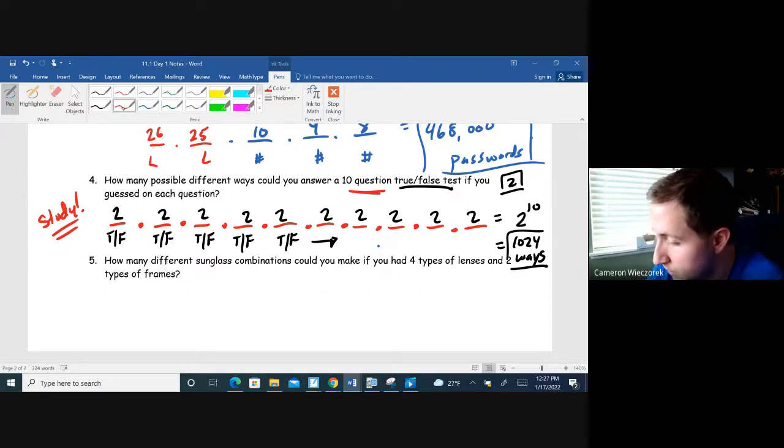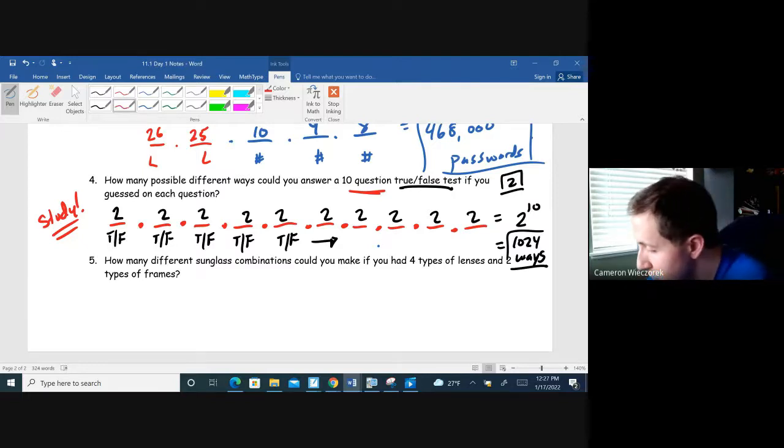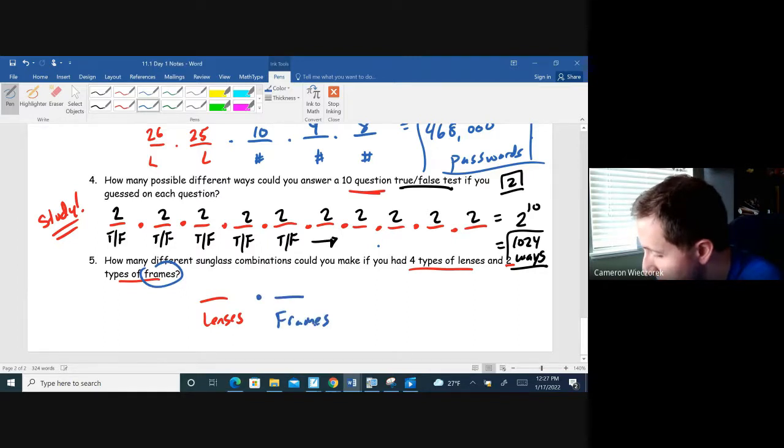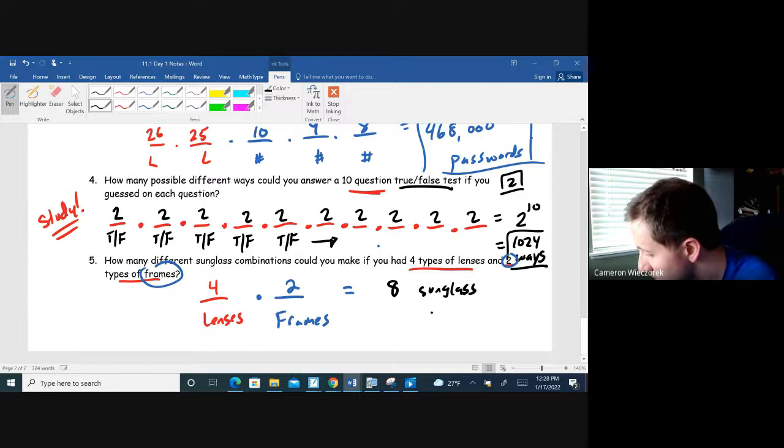Okay, last one. How many different sunglass combinations could you make if you had 4 different types of lenses and 2 types of frames? Okay, so I see 2 categories, lenses, and I'll do frames in blue, times frames. I want to be able to pick 1 lens and 1 frame. All I got to do is multiply the amount I have in each category. I got 4 lenses to pick from. I've got 2 types of frames to pick from. Multiplying those together gives me a total of 8 possible sunglass combinations.